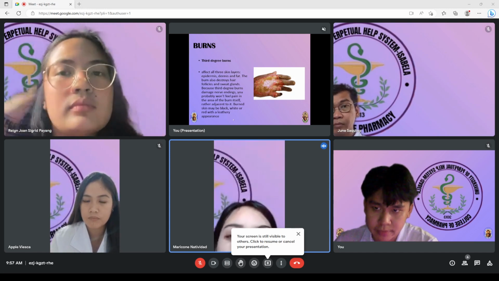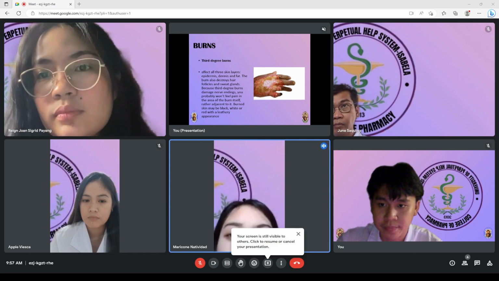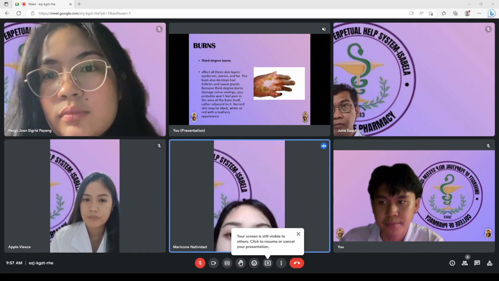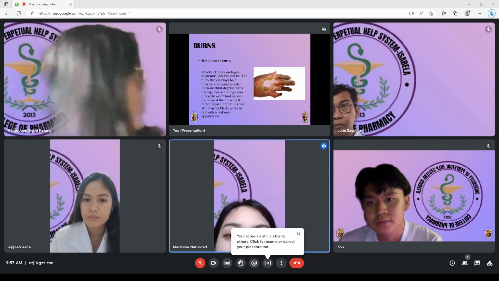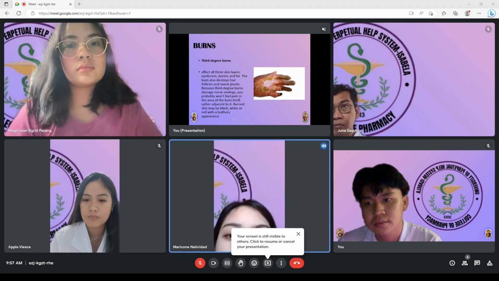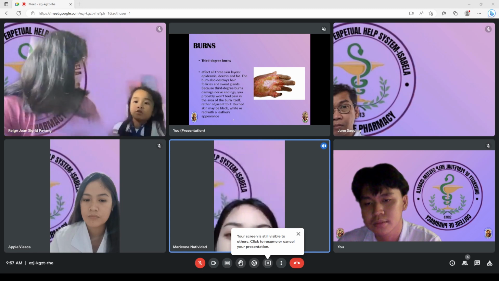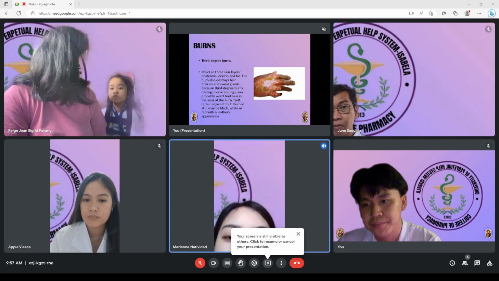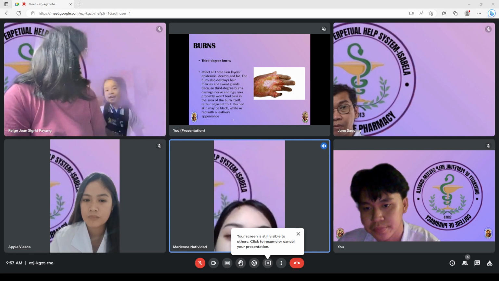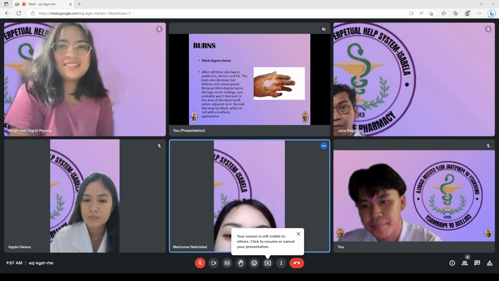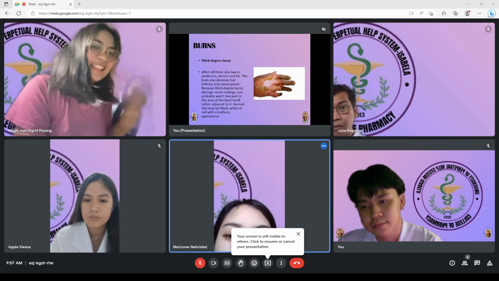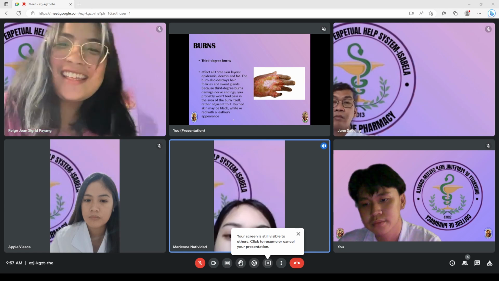Third degree burns affect all three layers: the epidermis, the dermis, and the fat. They can damage nerve endings. You probably won't feel pain in the area of the burn itself, rather adjacent to it. The appearance.